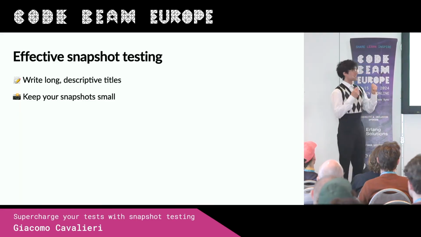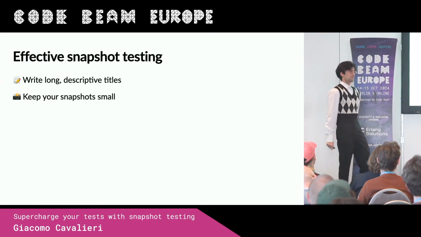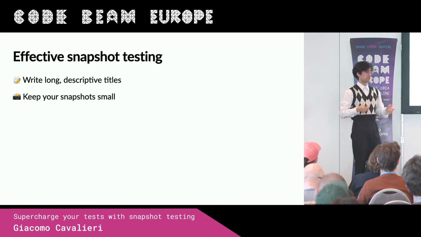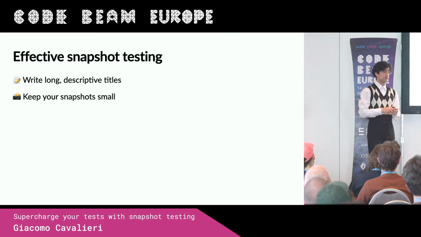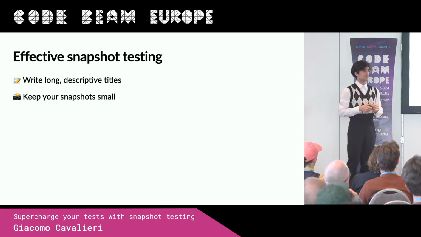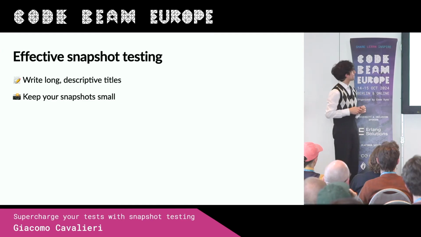Second point, keep your snapshot small. It's simple with unit tests. It's in the name. It's a unit. It's small. It's self-contained. It shouldn't depend on some global state so that you can run those independently. And the same goes exactly for snapshot testing. So those should be small, self-contained, not depend on global external data that can change.